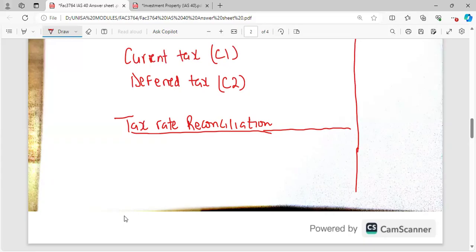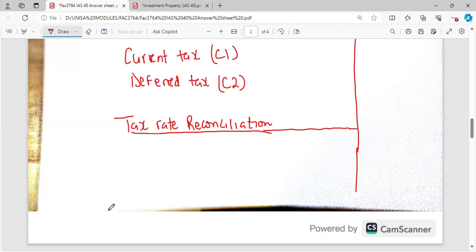Exempt differences are those income and expenses that were included in the calculation of the accounting profit, but which are not included in the calculation for tax purposes. So exempt differences arise as a result of the difference between the accounting standard and the Income Tax Act. That's the reason why we have those exempt differences. Right, so we're also going to calculate the tax rate reconciliation.